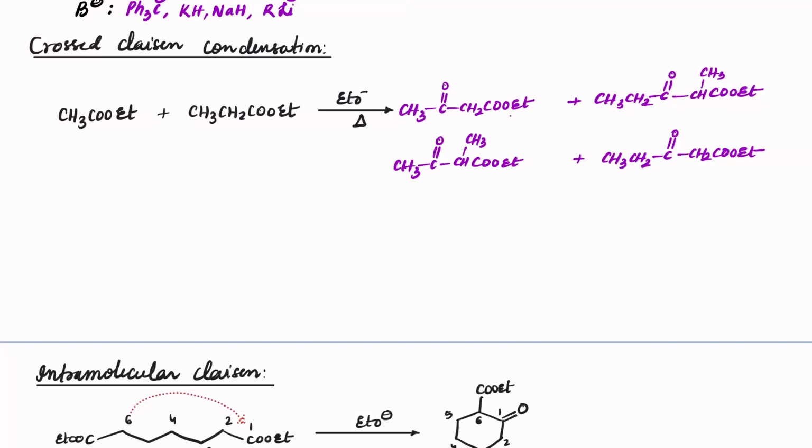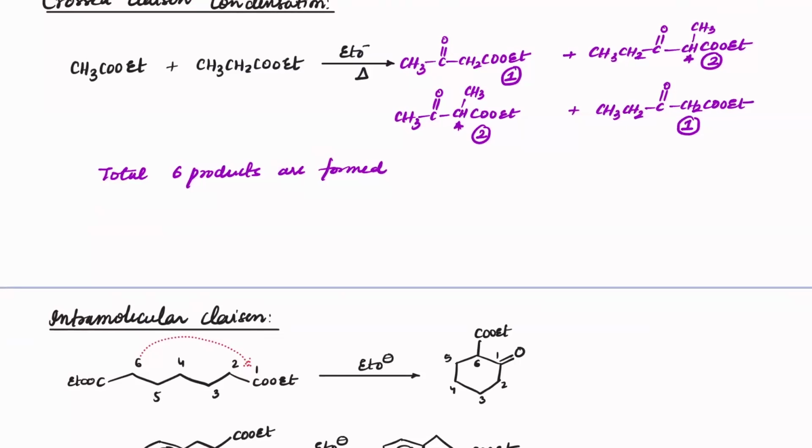Now, the first compound does not have any chiral center, so you'll report only one. Here there is a chiral center, so you report two. Here there is a chiral center, you will report two. Here there is no chiral center, so we'll report it as one. So total six products are formed in this case. Got it?